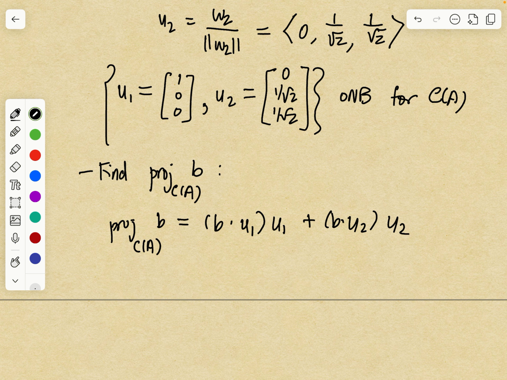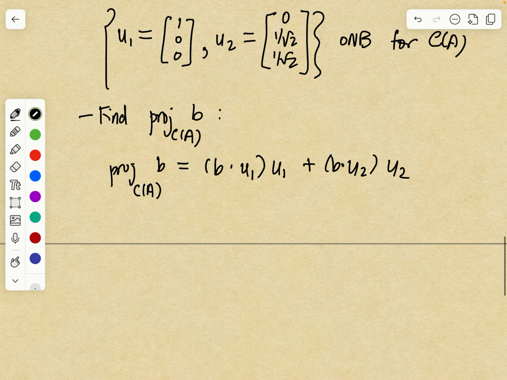I think the arrows are more of a distraction now, so I don't draw it as much. So anyway, that's the formula for projecting onto a subspace that is given by an orthonormal basis. And this is going to be, so B was 1, 2, 3. 1, 2, 3 dot 1, 0, 0 is 1. So you have 1 U1, so that's 1, 0, 0.